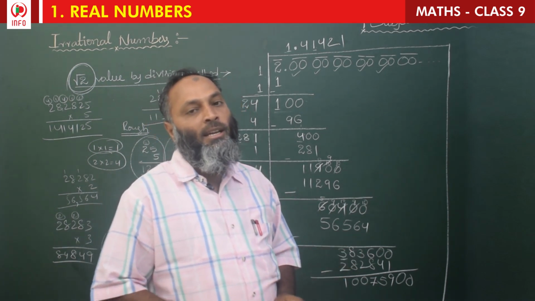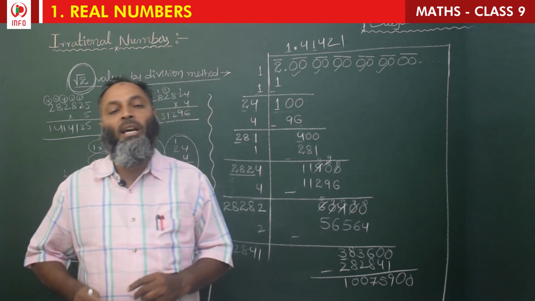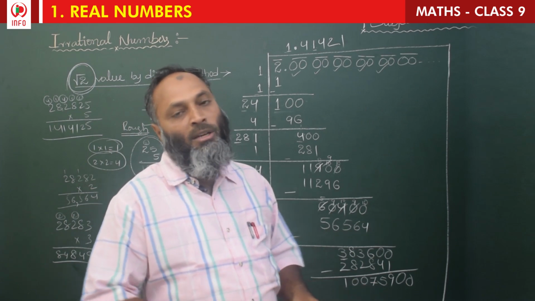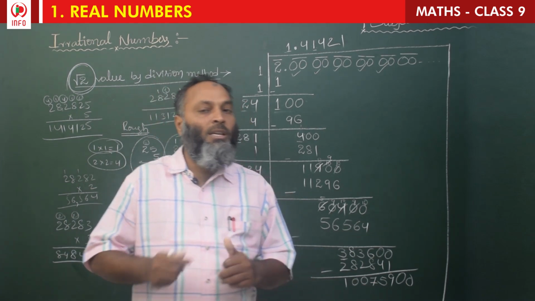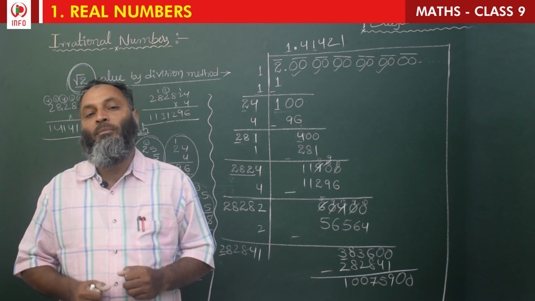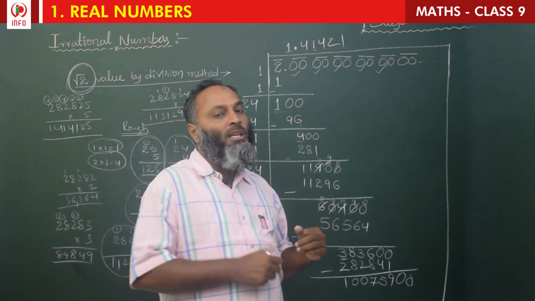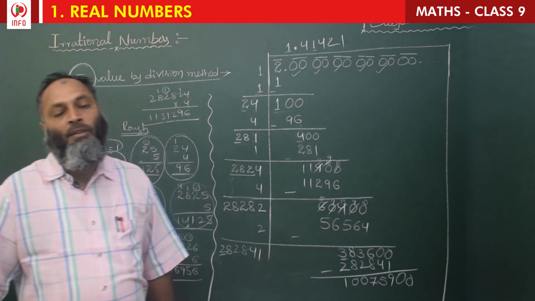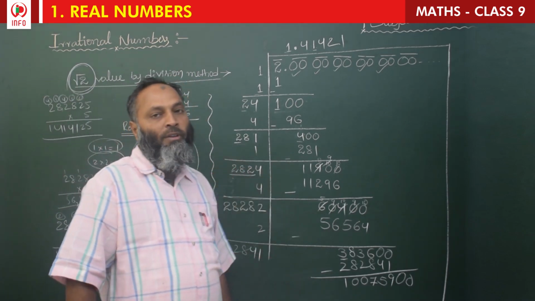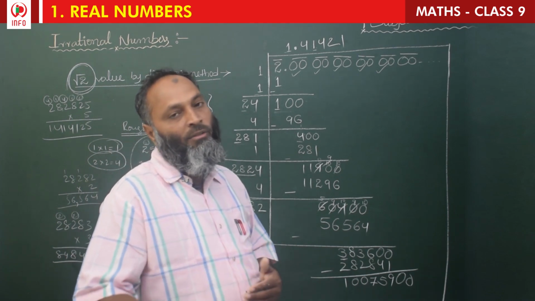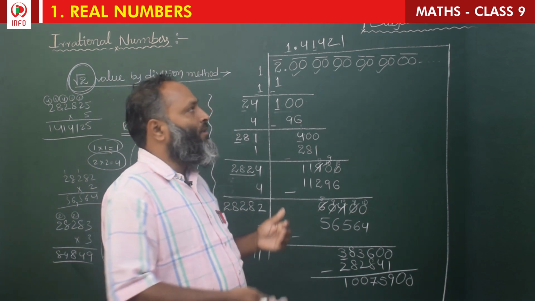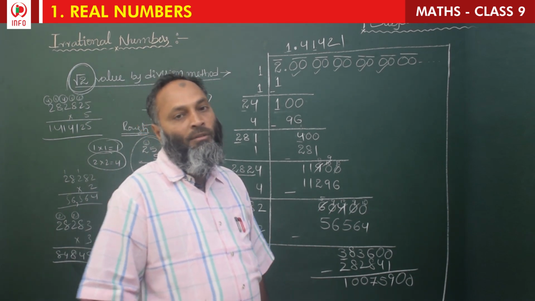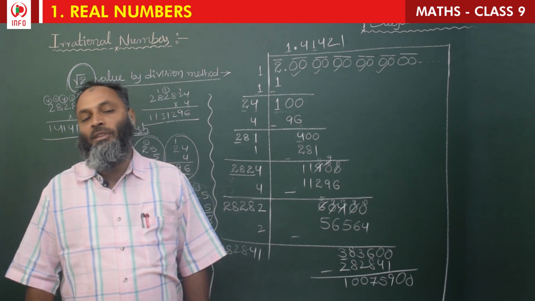Why is it an irrational number? Because the square root of 2 does not have a perfect square root value, and it is neither a terminating decimal nor a repeating decimal. That is why root 2 is an irrational number. Then how to find the square root value using the long division method? This is the method. Not only this, square root 3, square root 5, square root 7, square root 11, whatever value is given, we can do by using the long division method. For finding square roots, we should use the long division method.